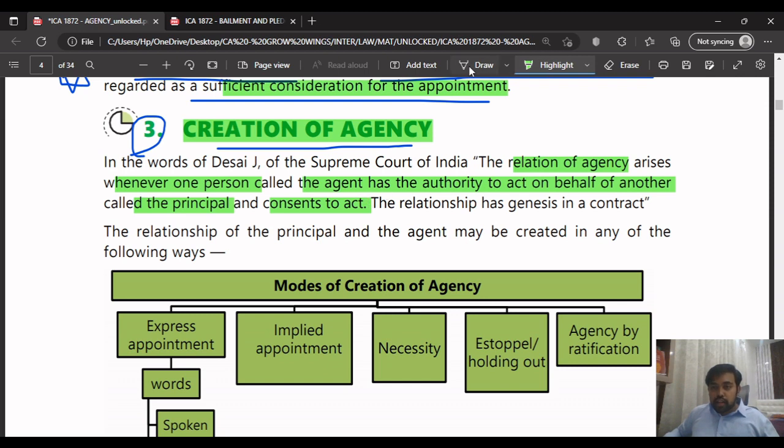See, in this sentence, what is very important is the relation of agency arises whenever one person called the agent has the authority. Like I said previously, he should have the authority to act on behalf of the other. The principal should have given him the authority to act on his behalf. He should have the consent to act. Then only the agency is created.